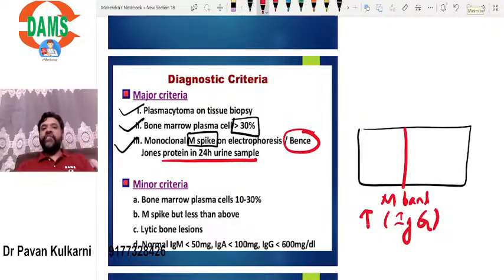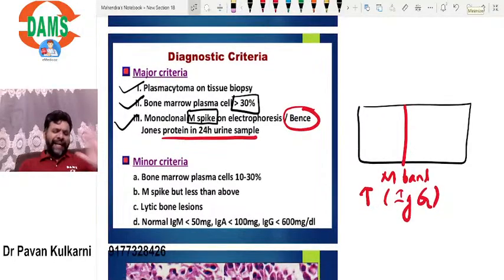So to remember the major criteria: one, on tissue biopsy, you should see plasmacytoma. Number two, on the bone marrow, you should be able to see more than 30% plasma cells. Third is the presence of the M spike on electrophoresis or presence of Bence-Jones proteins in the urine. These are the three major criteria. Now, what are the minor criteria?